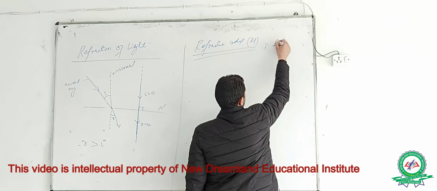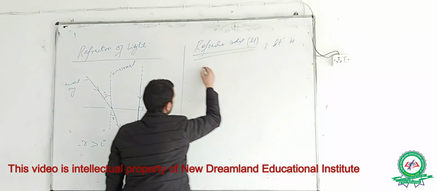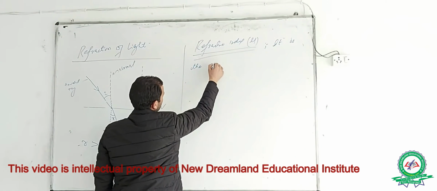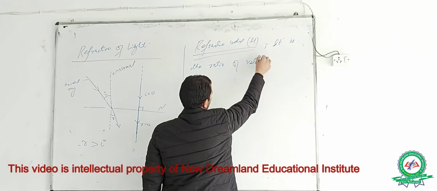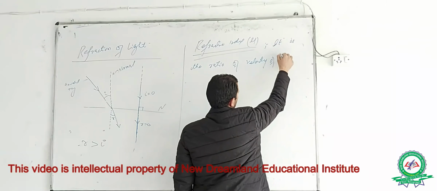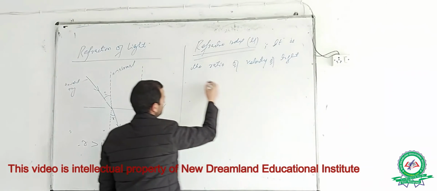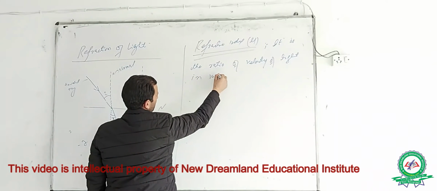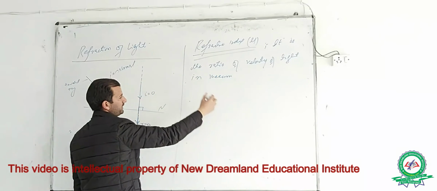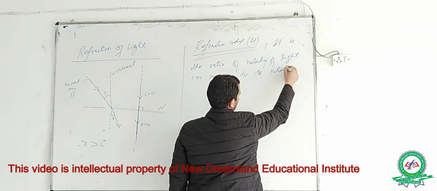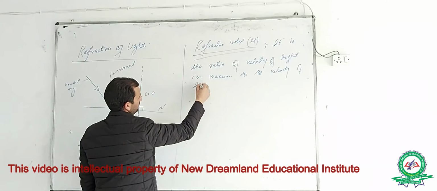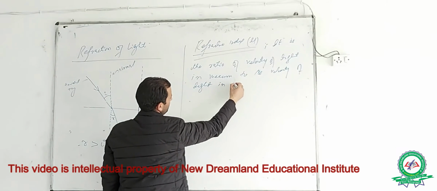It is the ratio of the velocity of light in vacuum to the velocity of light in medium.